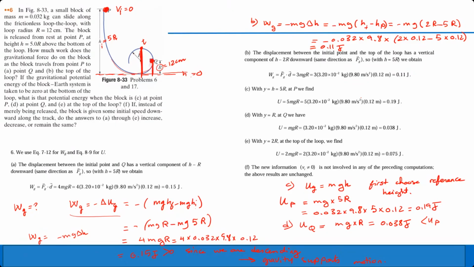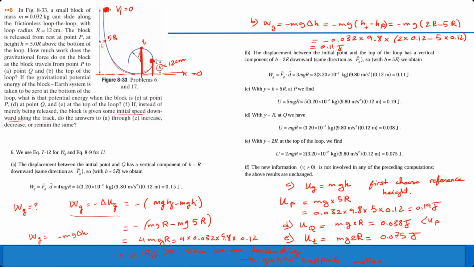In part E, we want the gravitational potential energy at the top. So this is mg2r, which is 0.075 joules. In part F, we have a conceptual question. If instead of being merely released, the block is given some initial speed downward along the track. So we are giving some initial speed to the block. Do the answers of A through E increase, decrease, or remain the same?